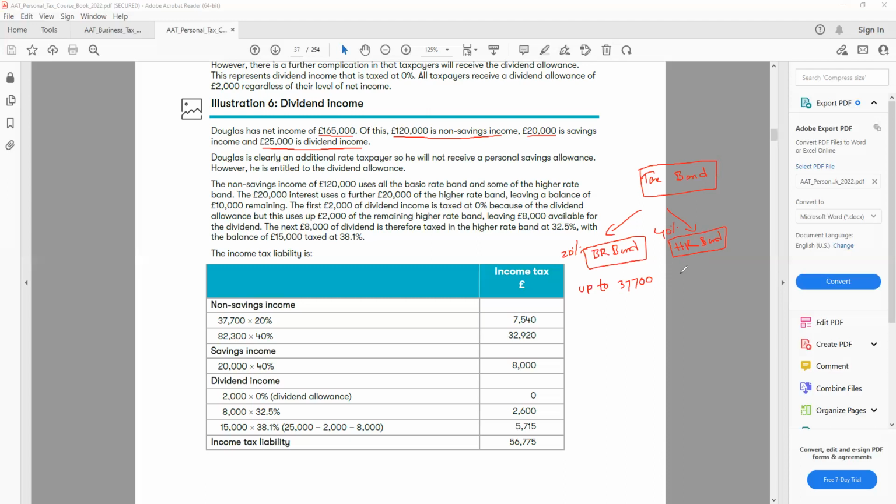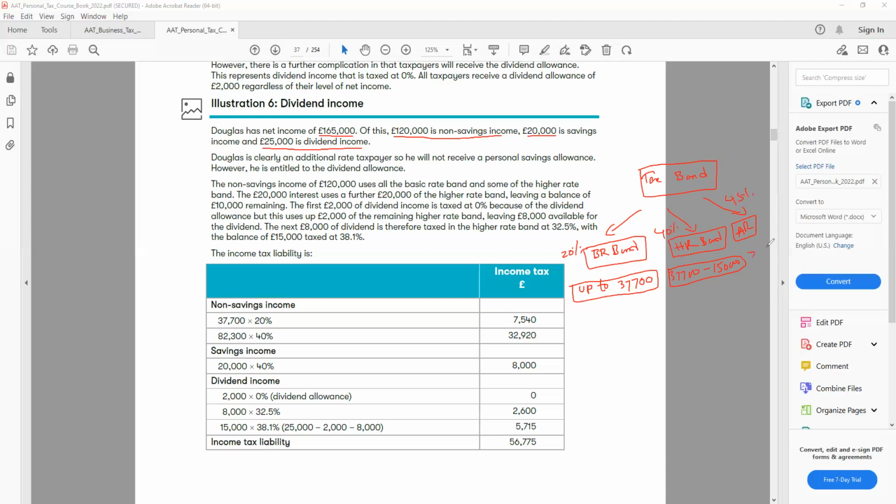and it is starting from 37,700 to 150,000. So if my income is between this threshold, then I have to pay 40%. So for the first 37,700, I'll pay 20%. And from 37,700 to 150,000, I'll pay 40%. And if it is more than 150,000 income, this is the additional rate band. And this one we know is 45%.